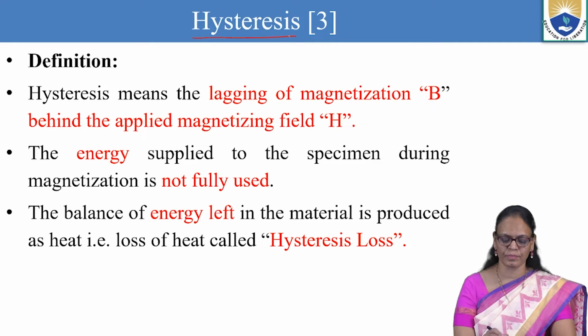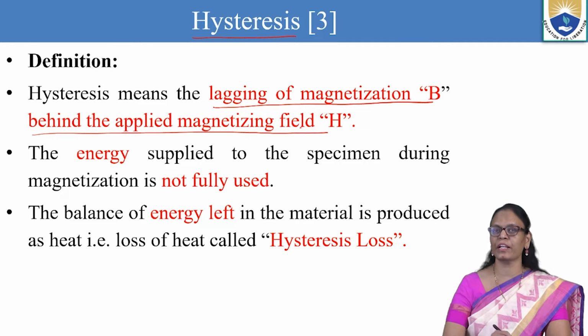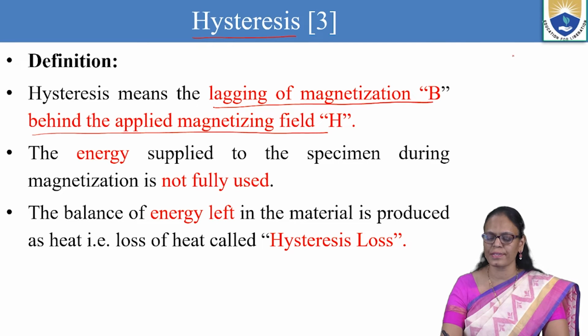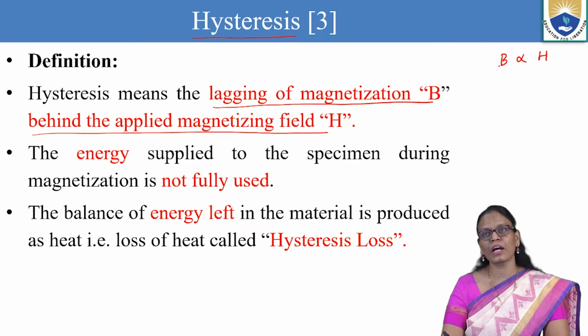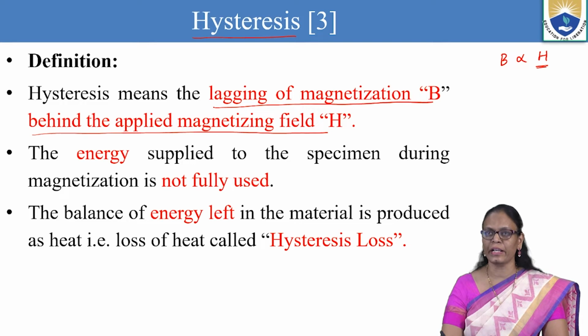What is hysteresis? It means lagging of magnetization B behind the applied magnetic field. So we have seen the concept B is proportional to H. Whenever we place a ferromagnetic material in a magnetic field, magnetism is induced in it, and the induced magnetism is denoted by B. If this B is lagging behind H, then we call it hysteresis. It means they are not in phase with each other.